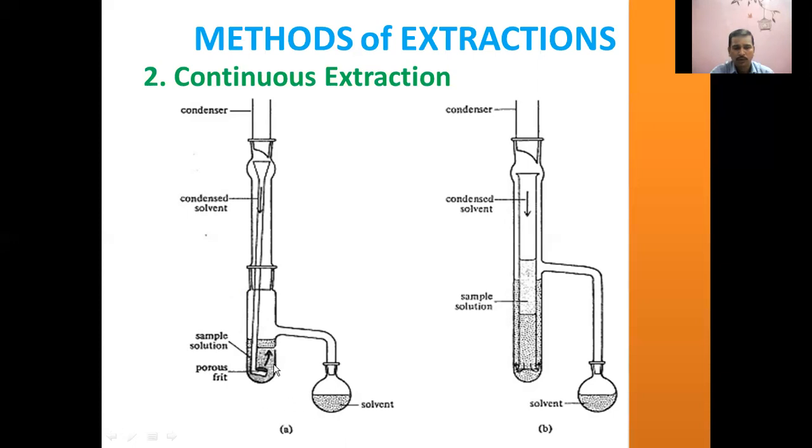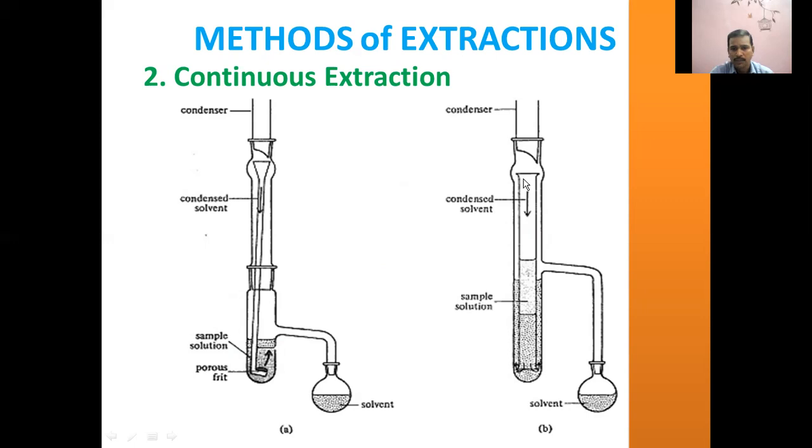So analyte has been procured into the organic solvent. Analyte has been extracted. But here, organic solvent has been heated in order to convert that into vapors and then droplets. Droplets will be coming to the sample tube, which is having a sample solution, and it will interact with the sample solution. Because its density is more, the organic solvent's density is more, it will be below the aqueous sample solution. So this is how we can use it.